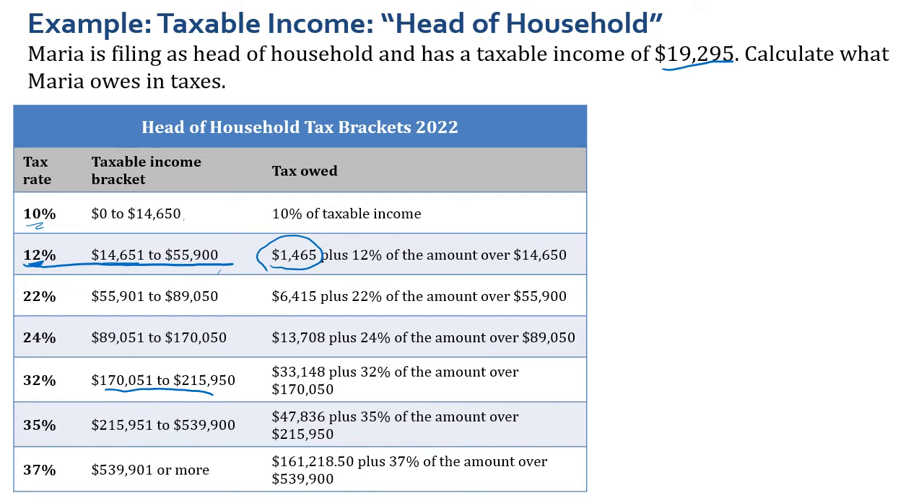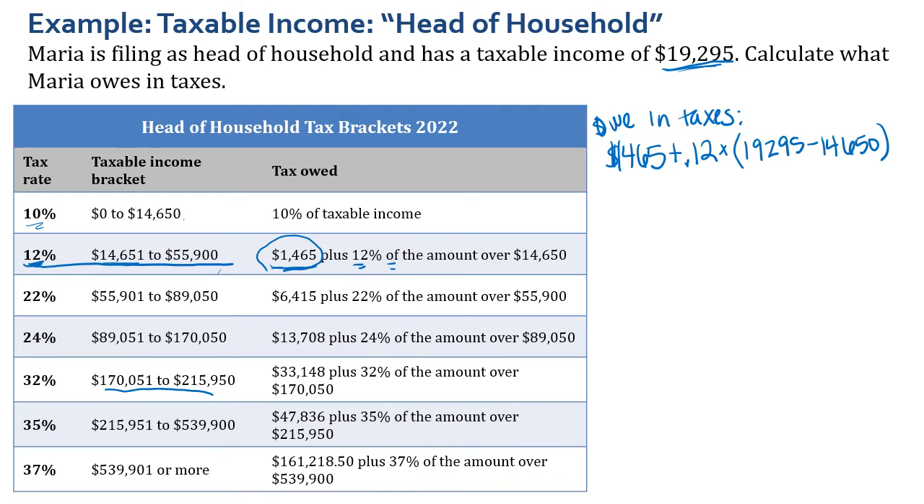So let's go back and figure out what Maria owes in taxes. She falls in this 12% bracket. So to figure out what she owes in taxes, we're going to take $14,650 and add 12%, so 0.12, since of always means multiplication, times the amount over $14,650. We can figure out the amount over that by taking what she did make and subtracting $14,650 from it.